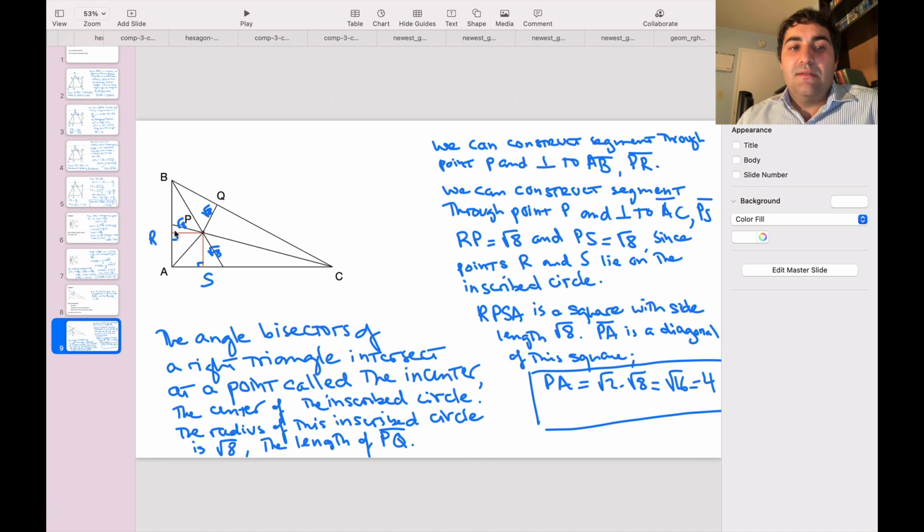So we know, since this is like a square, that this is going to be a 45, 45, 90 degree triangle. So length of PA is going to be equal to square root of 2 times square root of 8, which is the length of the side of the square, right? And square root of 2 times square root of 8 is square root of 16, which is equal to 4. So the distance from point P to point A is going to be 4.